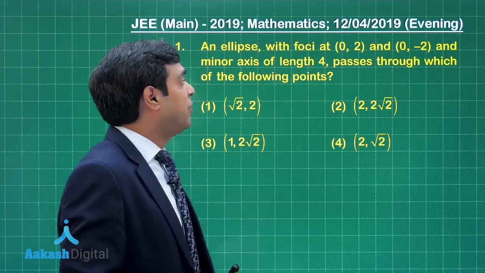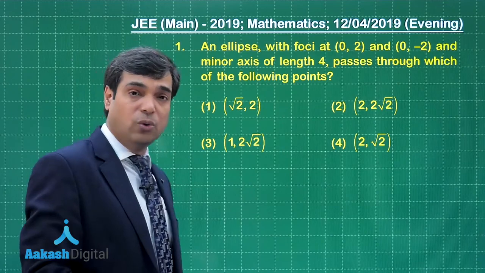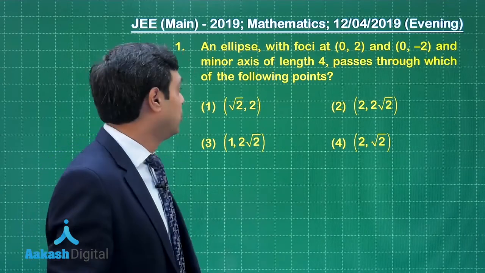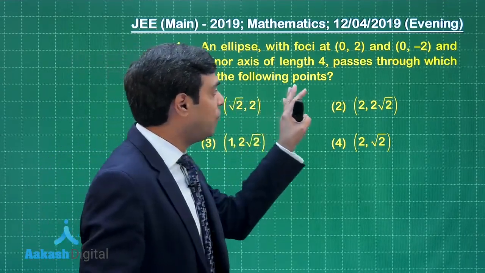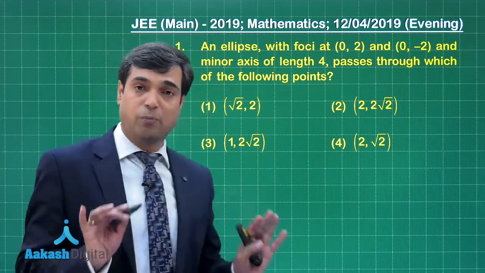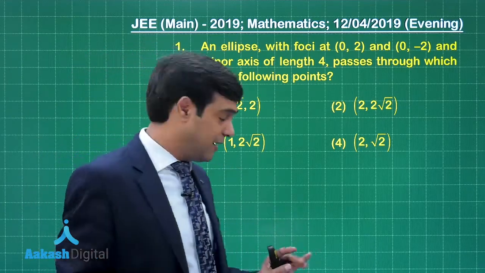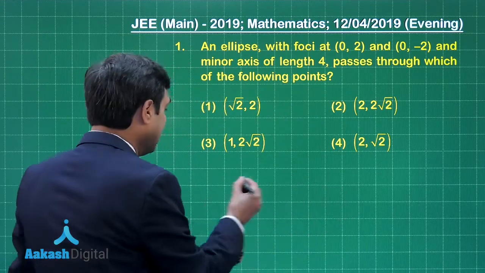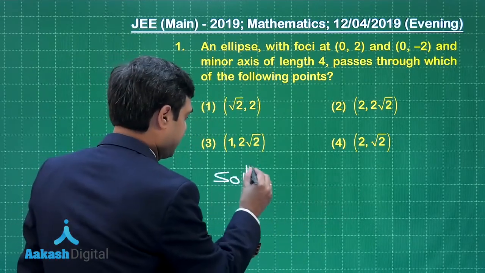An ellipse with foci at (0, 2) and (0, -2) and minor axis of length 4 passes through which of the following points? I'm sure it is quite easy and clear to you how to start it. Let's take up this question.